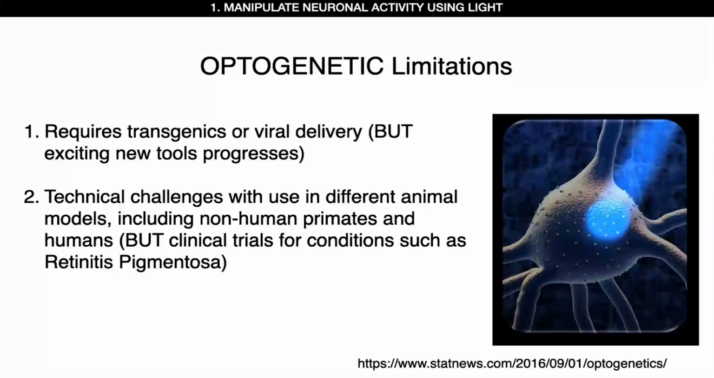But there are clinical trials for conditions such as retinitis pigmentosa, which is a condition of visual impairment. And there are some publications already that show that we can use optogenetics to modify the retina of some patients and restore indeed or improve visual deficits.